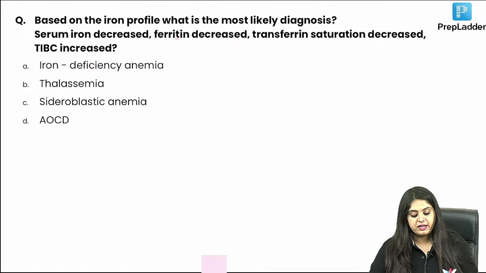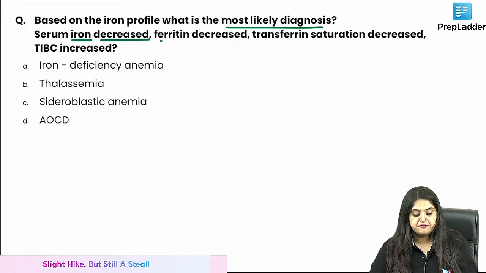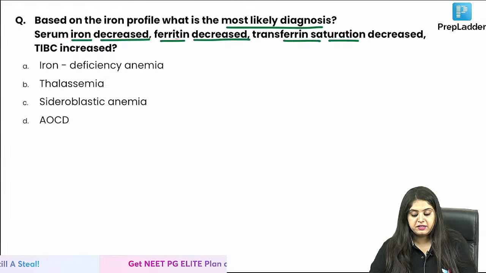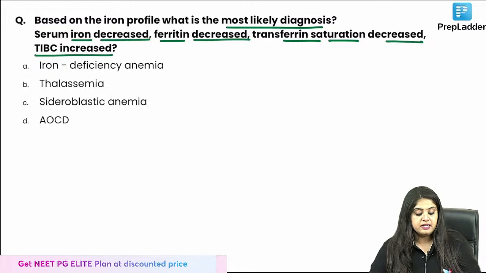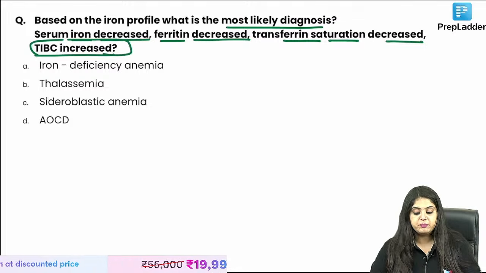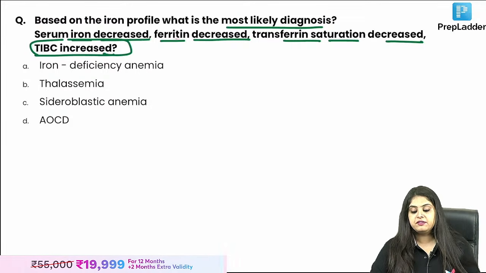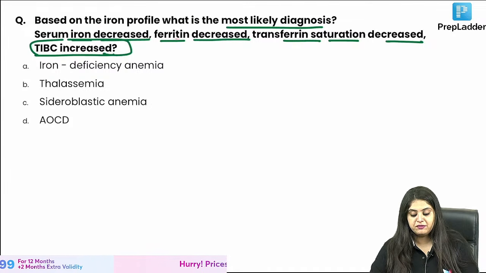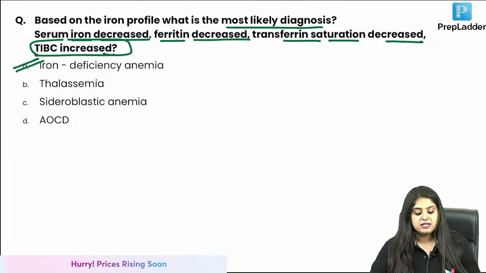Based on the iron profile, what is the most likely diagnosis? Serum iron is less, ferritin is less, transferrin saturation is also less, but TIBC is increased. The only increased parameter is TIBC. Rest everything is going to be less, and that is your favorite, iron deficiency.